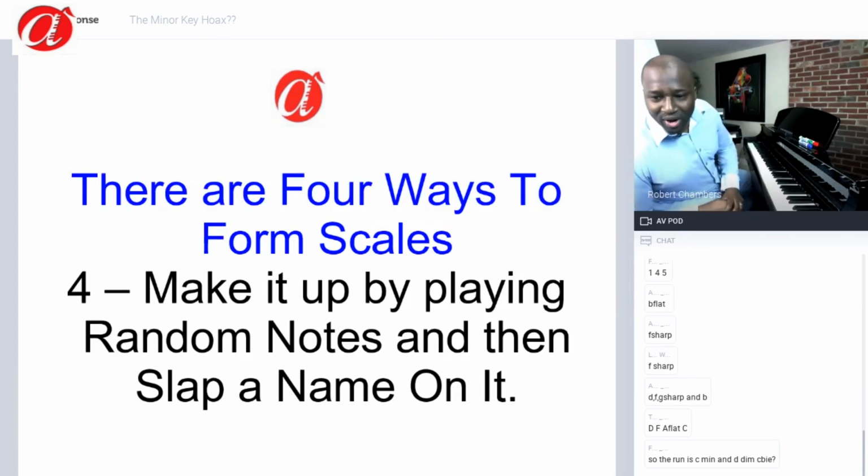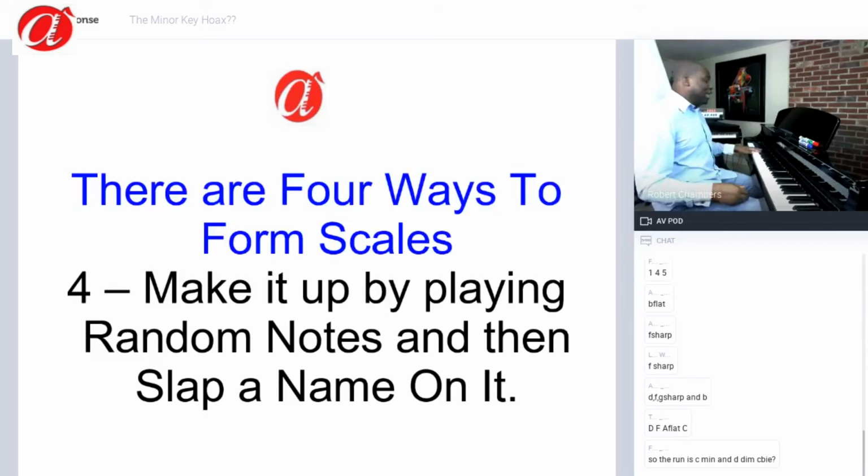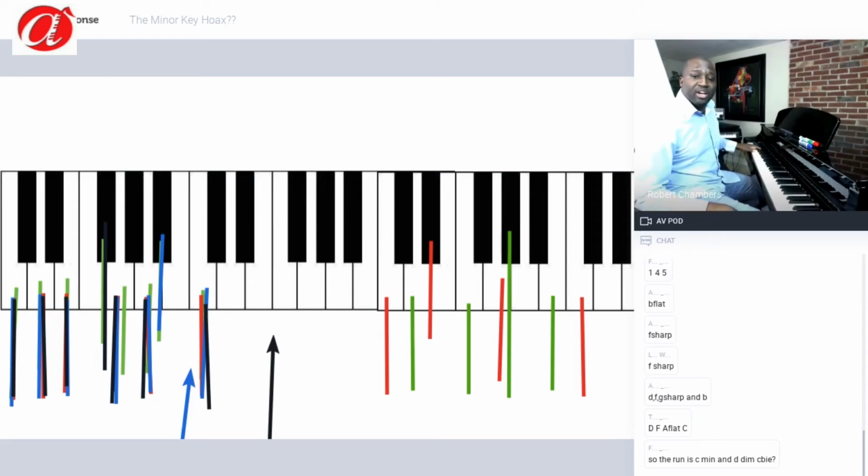Okay, so Frank says, so the run is a C minor and a D diminished. No, so you don't have to change the name per se. So when I used over here, the run here, all I did was this. I did the C harmonic minor, right? Because it's a C minor, if I want to, let's say I was trying to get to my minor, right?